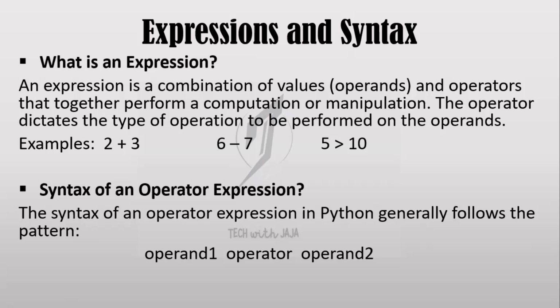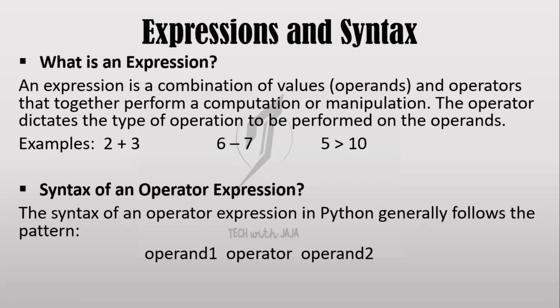Similarly, we have 6 minus 7. The 6 and the 7 are the operands, and the minus sign dictates that we should do a subtraction. In this other case, we have 5 is greater than 10. So in this case, we're checking to know if 5 is indeed bigger or greater than 10. So it is the operator that dictates the kind of operation to perform in each expression. The combination of the operator and the operand is what is called an expression.